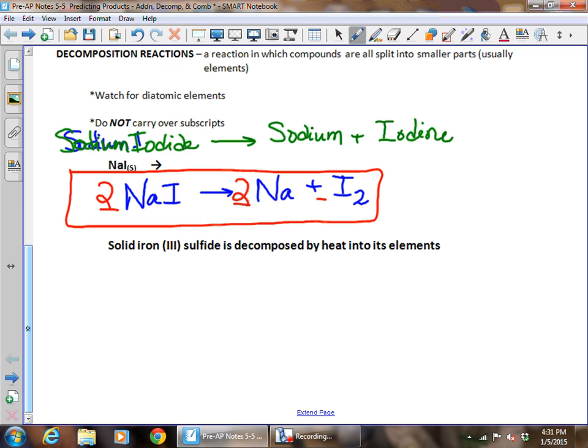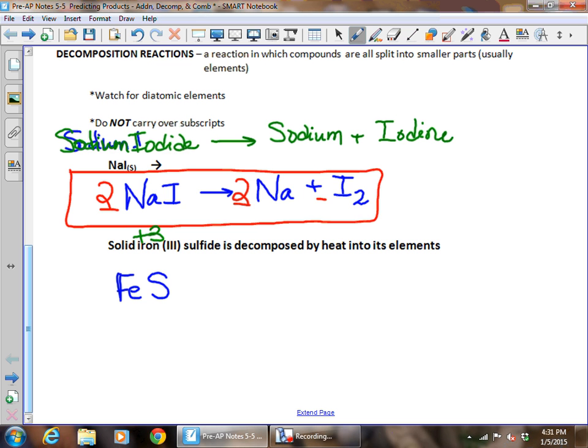Our next example of a decomposition reaction says solid iron 3 sulfide is decomposed by heat into its elements. So we've got iron 3 sulfide, Fe with sulfur. Remember, that does not mean it's Fe3S. I don't know how many times I get Fe3S as the chemical formula for this. That 3 does not stand for how many irons are in this compound. It stands for the fact that iron is a +3.